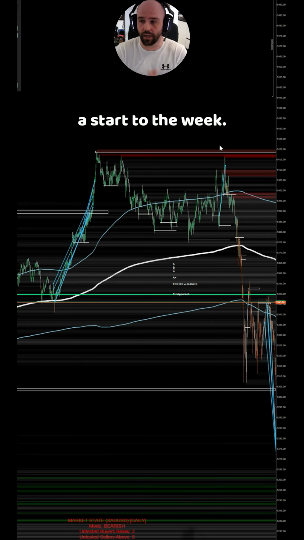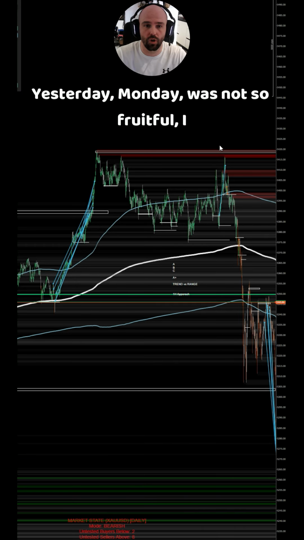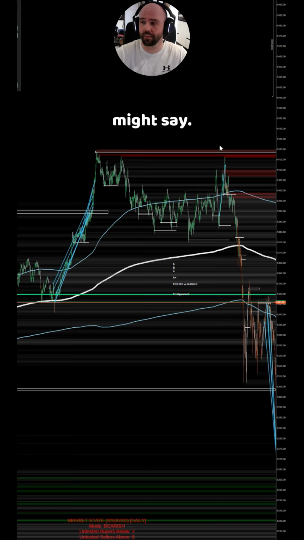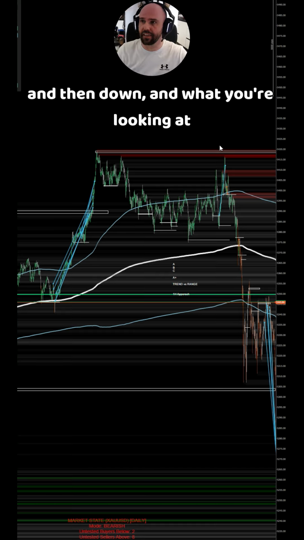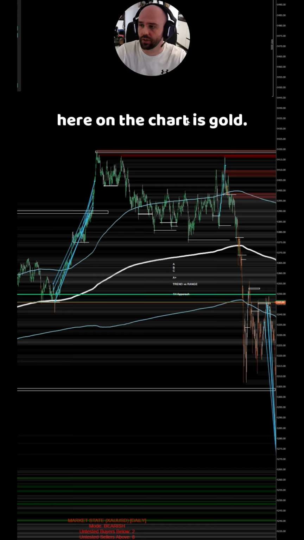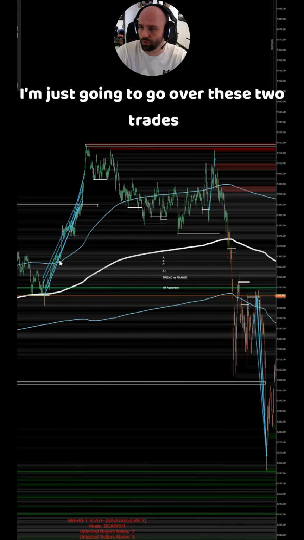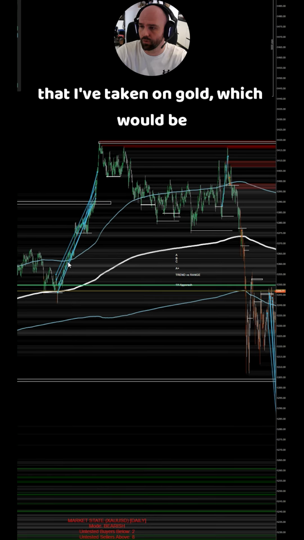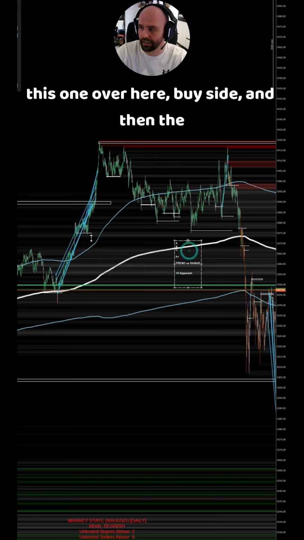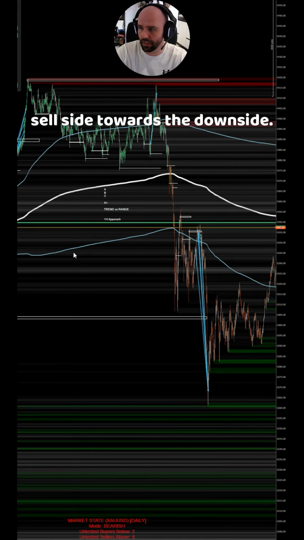What a start to the week. Yesterday, Monday, was not so fruitful, I might say. We went up and then down, and what you're looking at here in the chart is gold. I'm just going to go over these two trades that I've taken on gold, which would be this one over here, buy side, and then the sell side towards the downside.